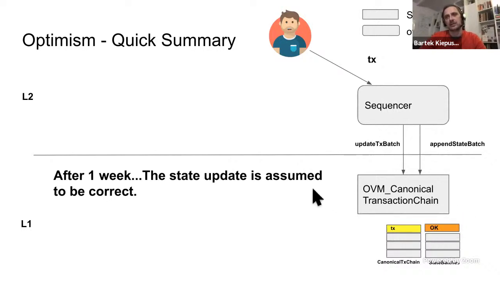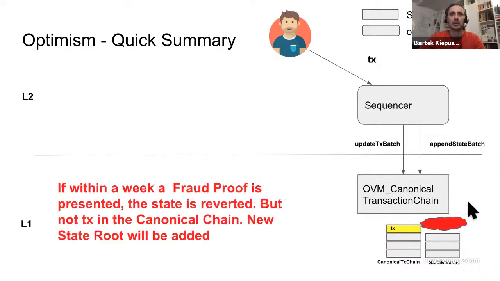That means that since nobody was challenging the state root, the whole construction is assumed to work normally, and we trust that this may never be changed. However, if during this week somebody made a valid claim that this state was actually wrong, then we delete it, right? So there's a kind of reorg happening here on L1, and of course on L2 as well.